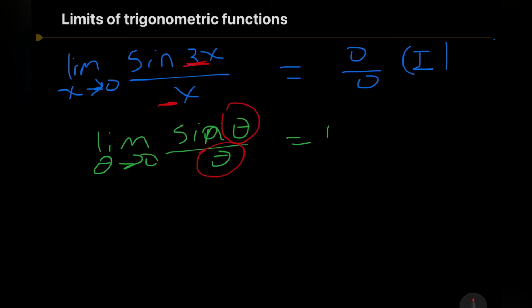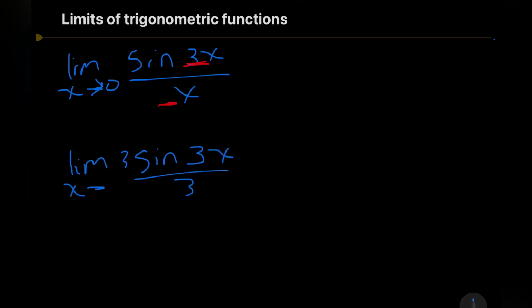So what we're going to do is divide by 3. But if we're going to divide by 3, we must multiply by 3 so that we don't change the function itself. So this is what we would have. Here we can see that we are multiplying by 3 and we are dividing by 3 also, so the function isn't changed.